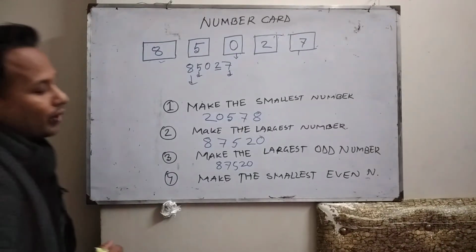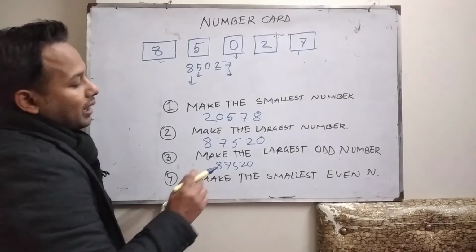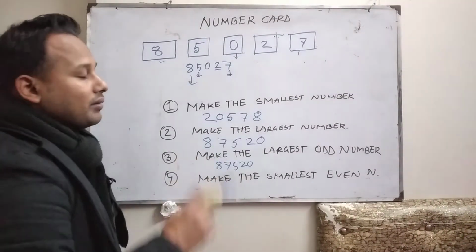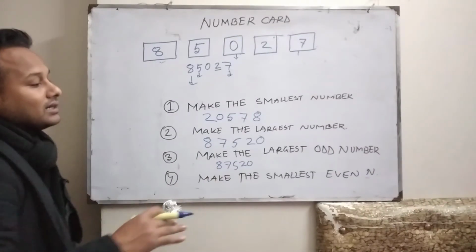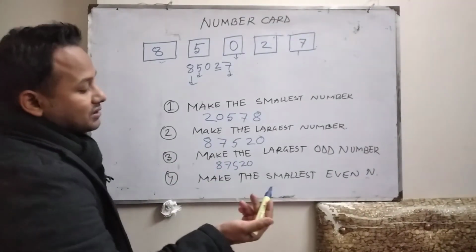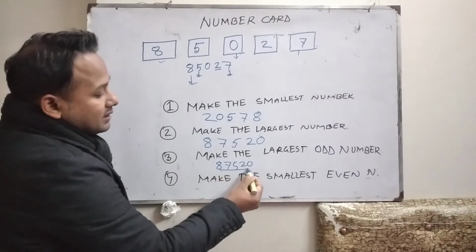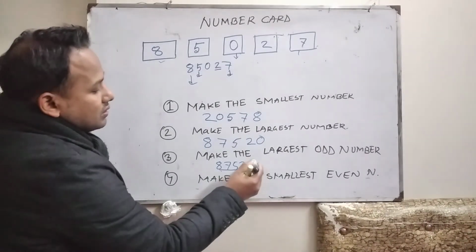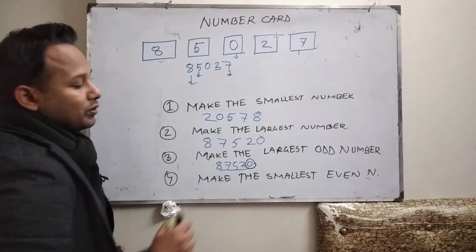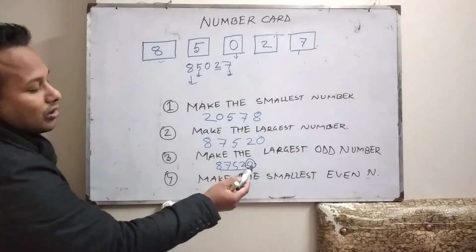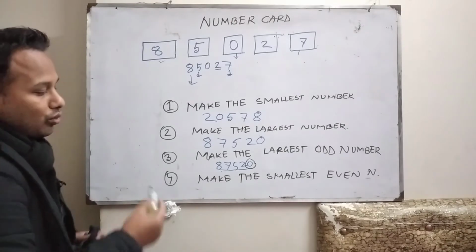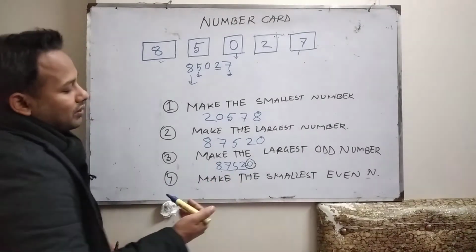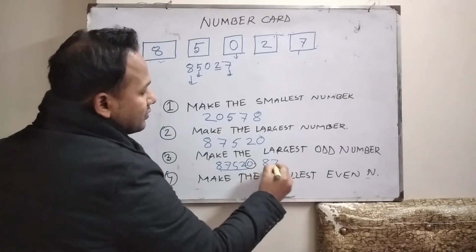But how to make the largest odd number? We have to make the largest odd number. Odd means that the last digit of this number has to be odd. The last digit of this number has to be odd, but this is not odd, this seems to be even. So what you do, you change the number. Okay, so you keep this way, 8 7.